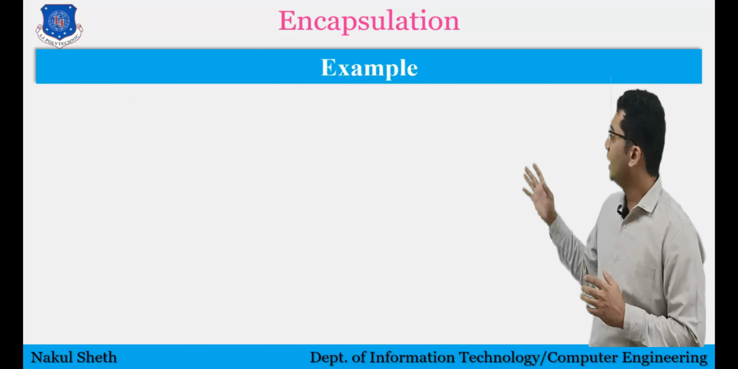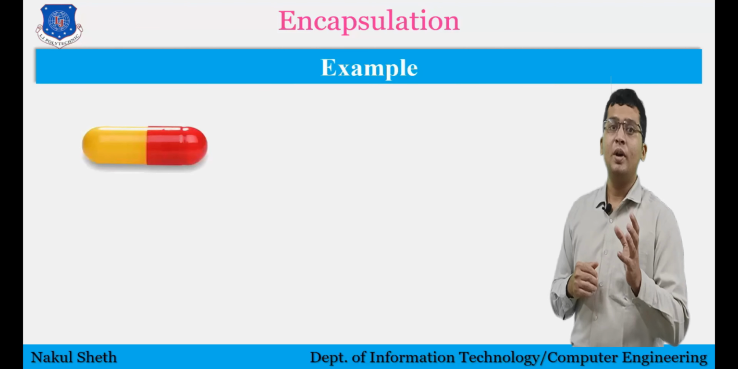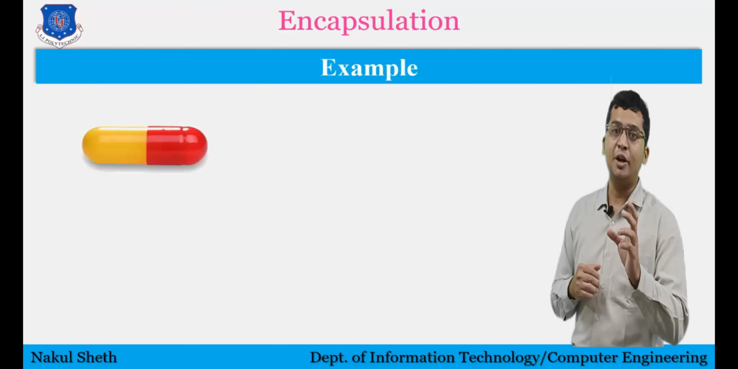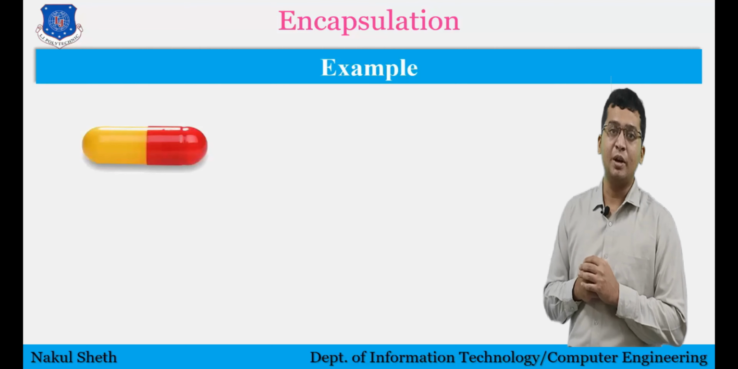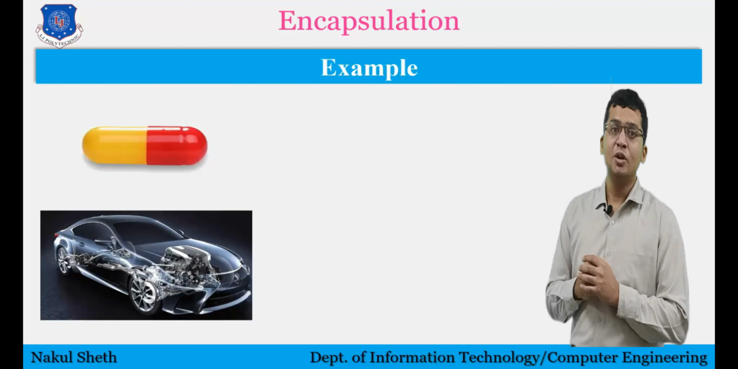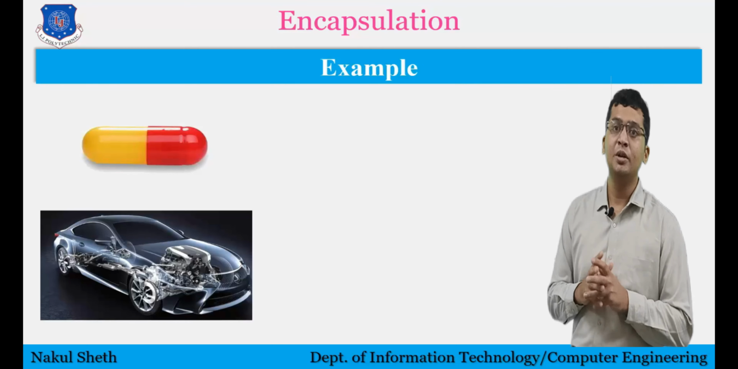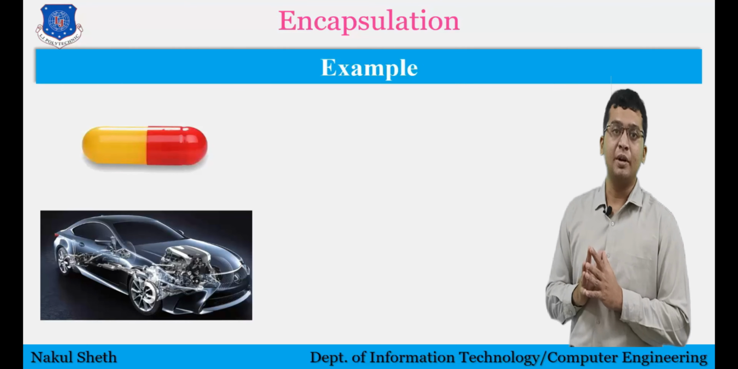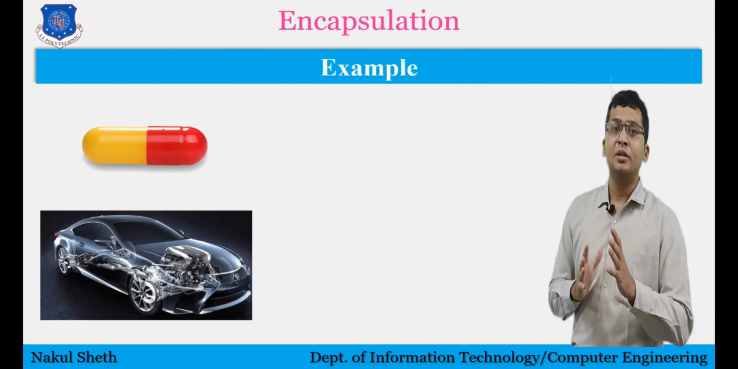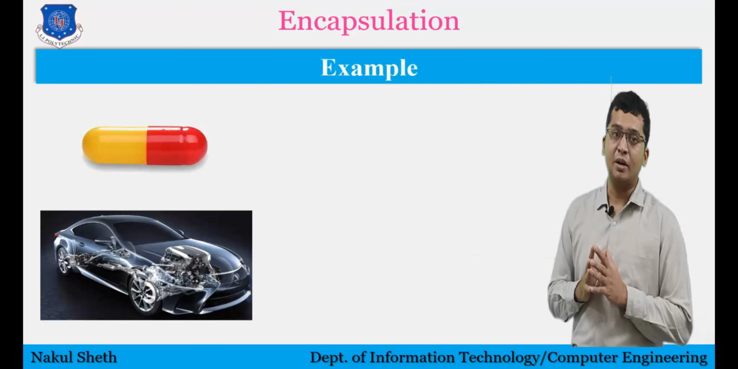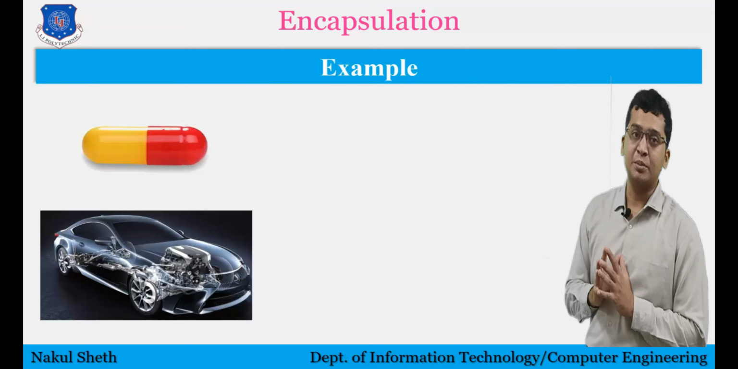Take a look at the capsule here. We bind the main medicine into a single unit, that is a capsule. Or another example we have is a car engine. The car engine is properly bound into a unit, so any user or driver cannot see its implementation, but we can use that engine in our car. So these are the real-life examples of encapsulation.